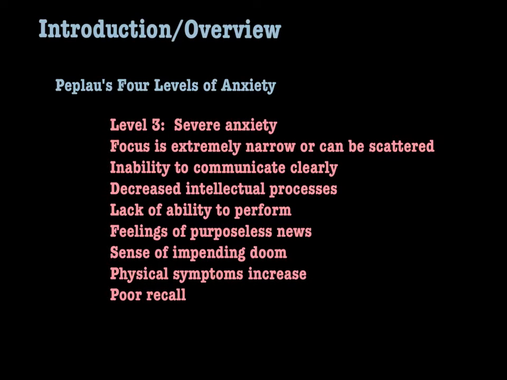Okay, we move up to level 3, which is severe anxiety, and this is where it's really hard to redirect people because they're starting to escalate, and that nervousness sort of takes over, and any explanation you can give them gets a little bit lost in the translation. Their focus becomes extremely narrow. They're on one tiny detail or many irrelevant details. They can be very scattered. It can be hard to communicate with these folks because they're not getting out coherent sentences. Their intellectual processes are decreased. They have a lack of ability or motivation to perform.